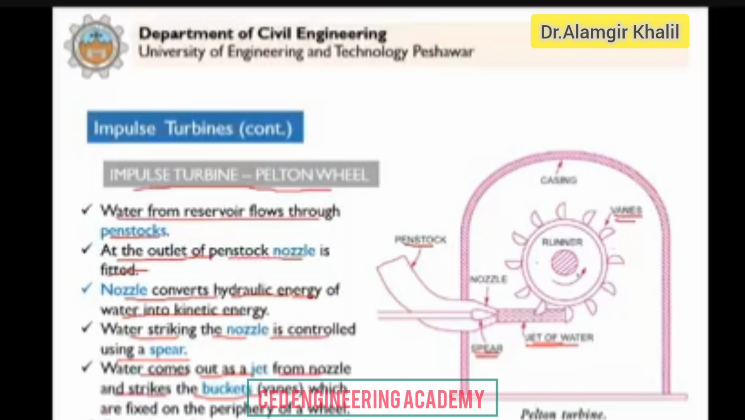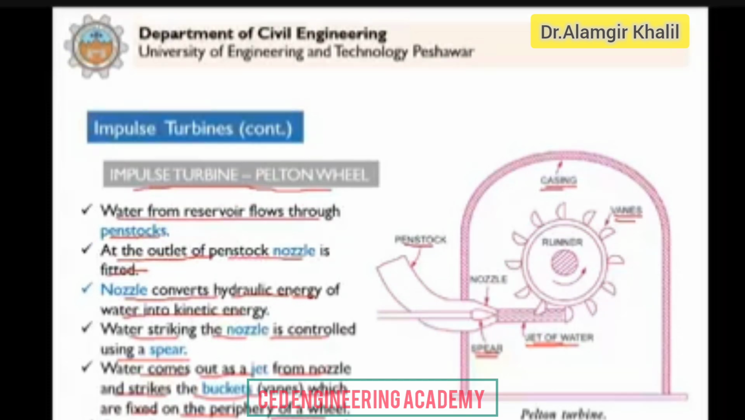In case of an impulse Pelton turbine, we call them buckets, which are fixed on the periphery of a wheel. These buckets are fixed on the periphery of the wheel, and this casing is provided for protection purposes. The casing is used to prevent splashing of water. So this is how the impulse turbine works.